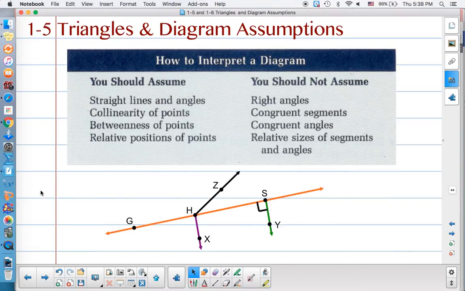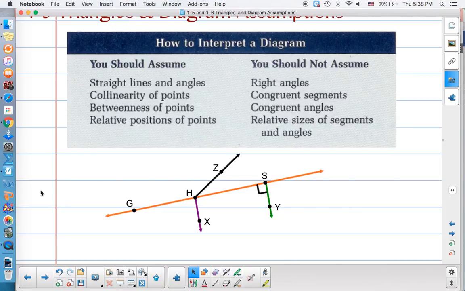First and foremost, what you can assume, unless it's indicated otherwise, is that all the items you see on a diagram, like that orange line, the green ray, the purple ray, and the black ray, are coplanar, on the same flat surface. Unless it's drawn to look three-dimensional or indicated in some other way, they're on the same flat surface. So, things you can assume.